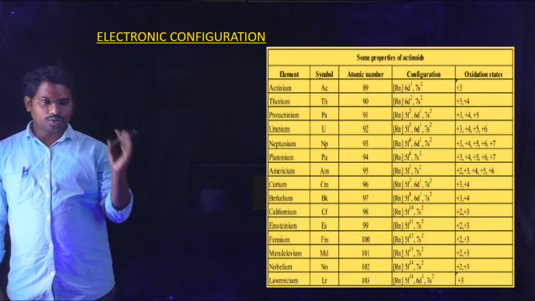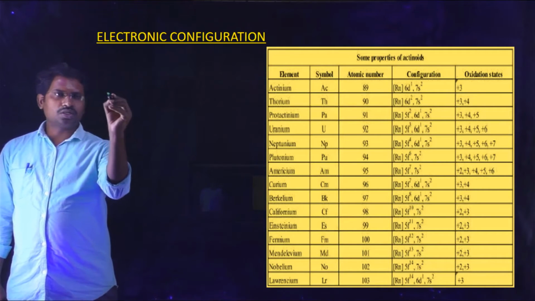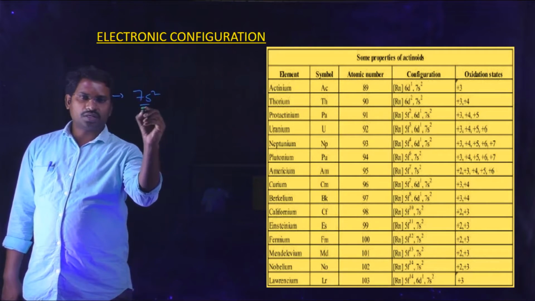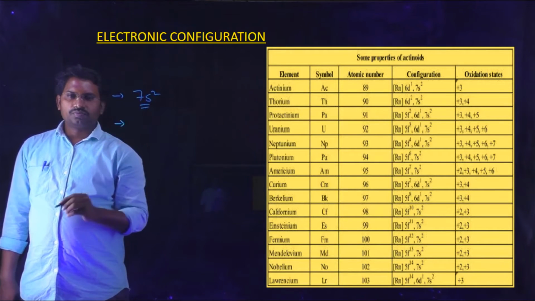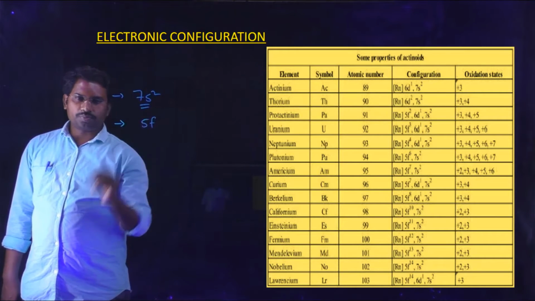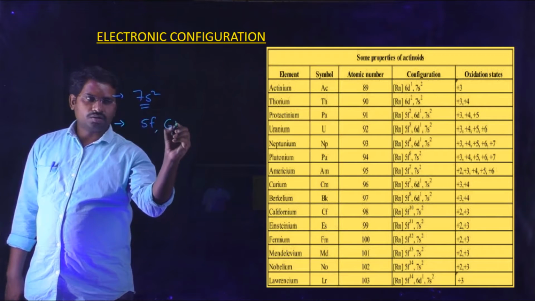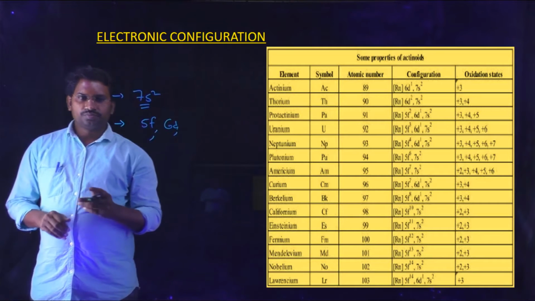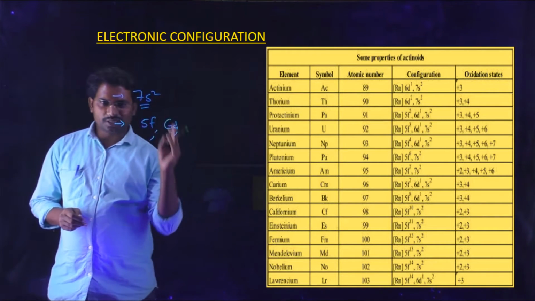Now we have to observe the electronic configuration. All these 5f series elements have a general electronic configuration of 7s2 with variable occupancy of the 5f orbital and 6d orbital. So collectively we can say that the general electronic configuration of these actinoids is 7s2.